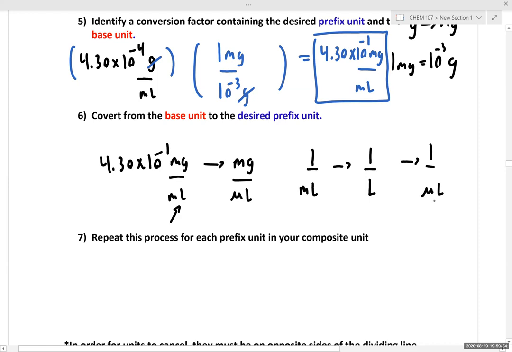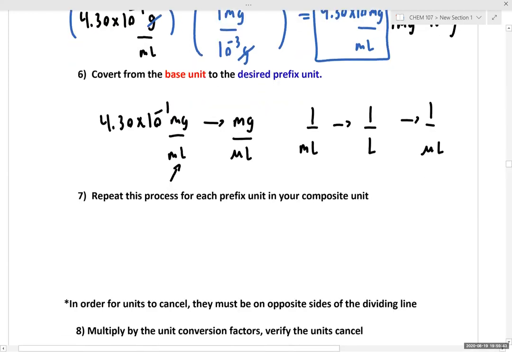So we have to be really careful with how we set up our unit conversion factors. So now that we have our solution map, let's write out an equality. We know 1 milliliter is 10 to the negative third liter, and we know 1 microliter is equal to 10 to the negative sixth liters.